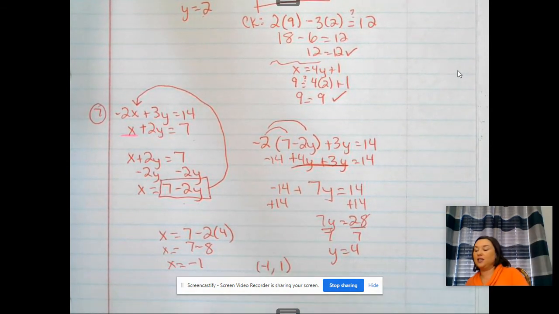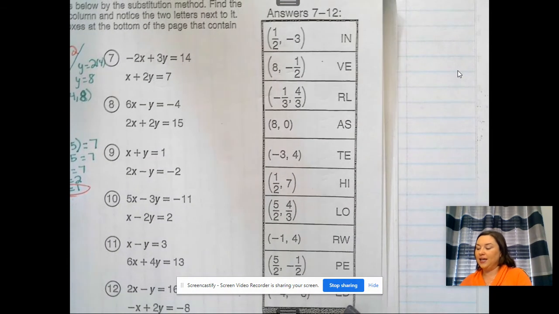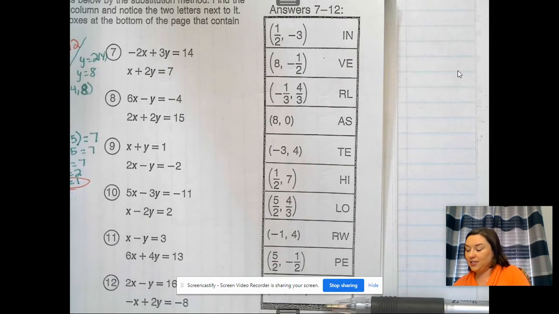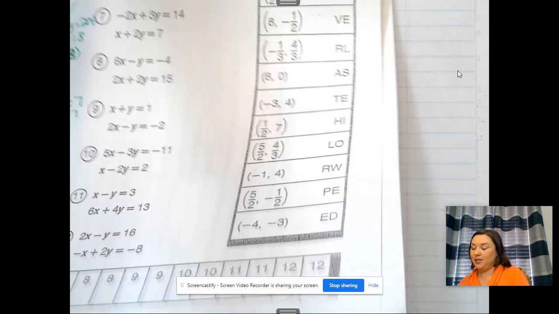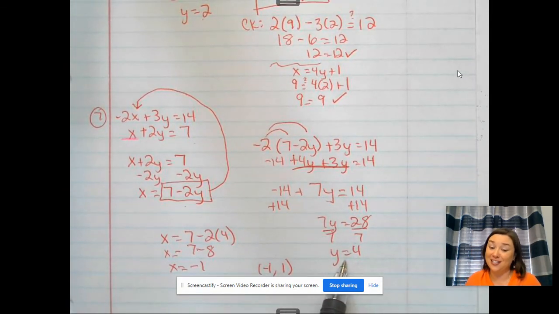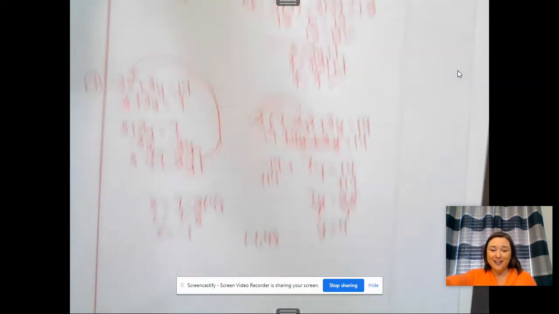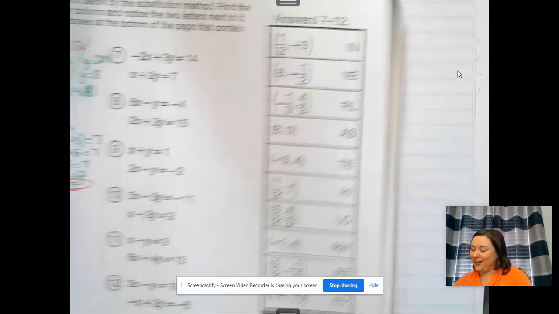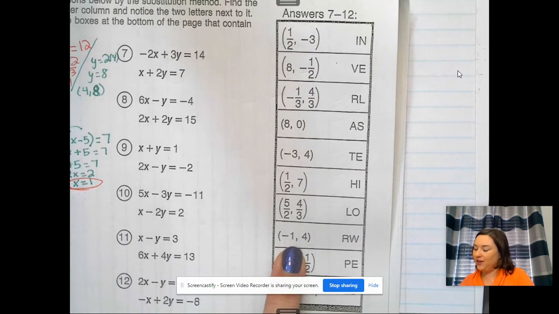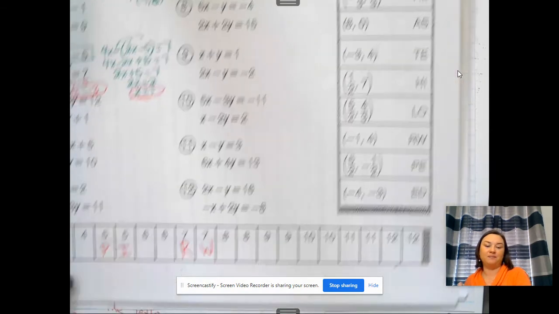So on the sheet for this column, we're going to look over here to the side. Now, when I'm looking over here to the side, I do not see that answer. So that tells me that I made a mistake. And the mistake I made is it says y equals 4, and I wrote 1. So I changed that to a 4. And then I look for that. Negative 1 comma 4 is right here. So number 7, RW, I would put RW down here at the bottom.